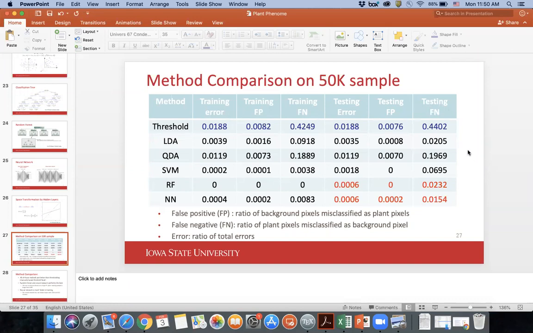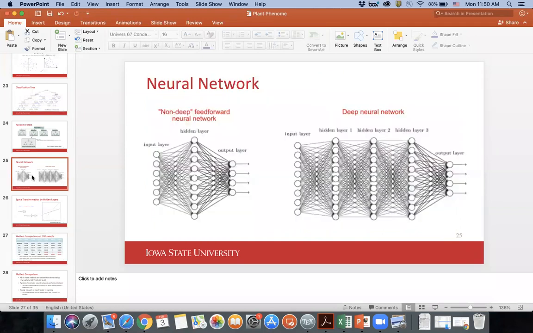Okay, next question. It appears you use a feed-forward neural network structure. So this is a question about the structure of the neural network. Yes, you are right, I use a very simple neural network structure. I do not use a convolutional neural network. We could consider that in future work.